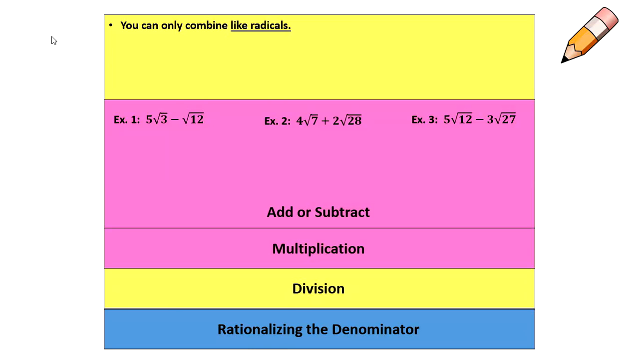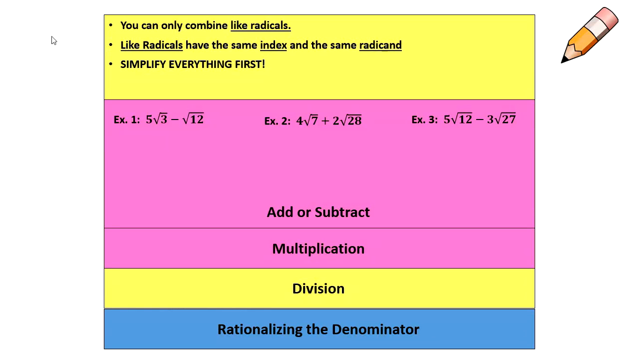So to add or subtract, you can only combine like radicals. Now what do I mean by a like radical? Like radicals have the same index and the same radicand. So what does that mean? It has the same little number and the same number under the radical.